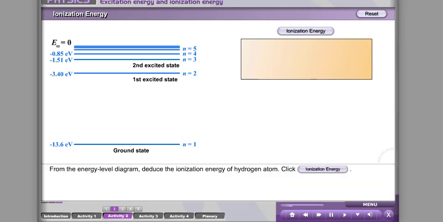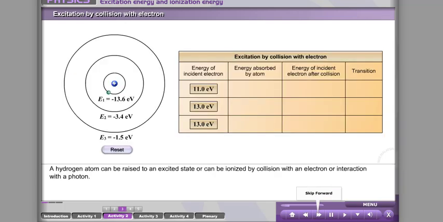From the energy level diagram, deduce the ionization energy of hydrogen atom. Click the Ionization Energy button. A hydrogen atom can be raised to an excited state or can be ionized by collision with an electron or interaction with a photon.